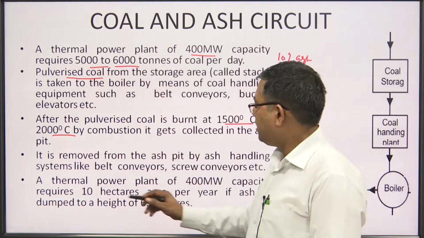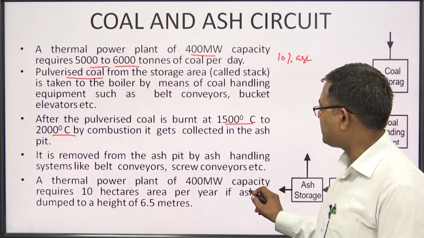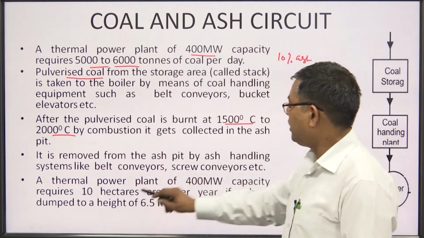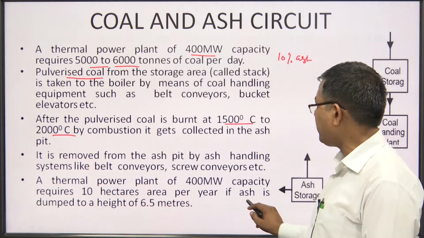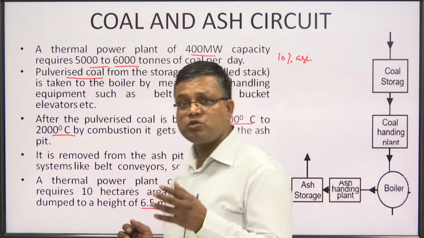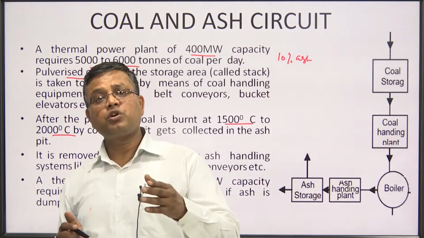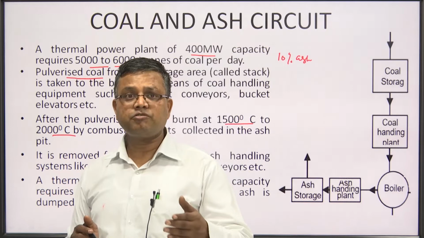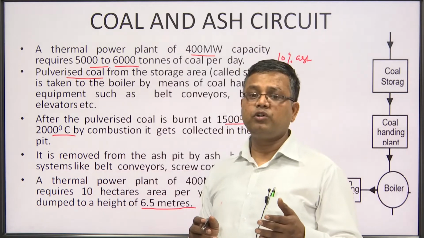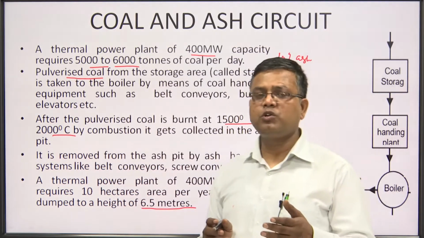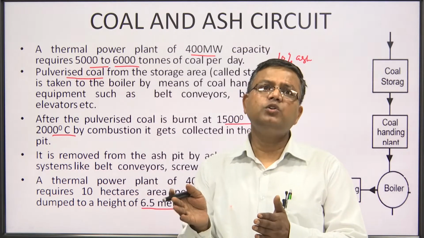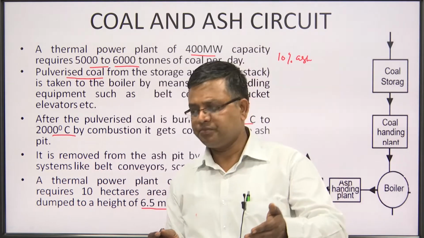Now, a thermal power plant of 400 megawatt capacity, which requires 5000 to 6000 tons of coal per day, requires 10 hectare area per year if ash is dumped to a height of 6.5 meter. Means if you are dumping the ash continuously, you are not using the ash somewhere, you are not supplying the ash somewhere, so you need 10 hectare area per year. So, what we are doing is having a space for 7 to 14 days of ash collection, and then we supply the ash to somewhere where it can be used. So, we will discuss what the uses of ash are.